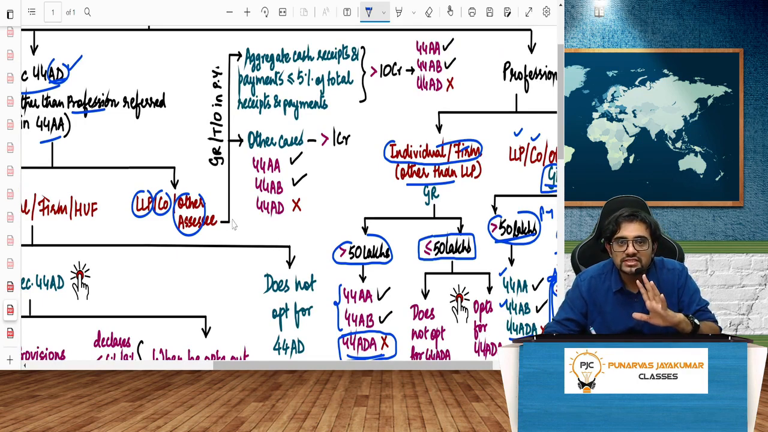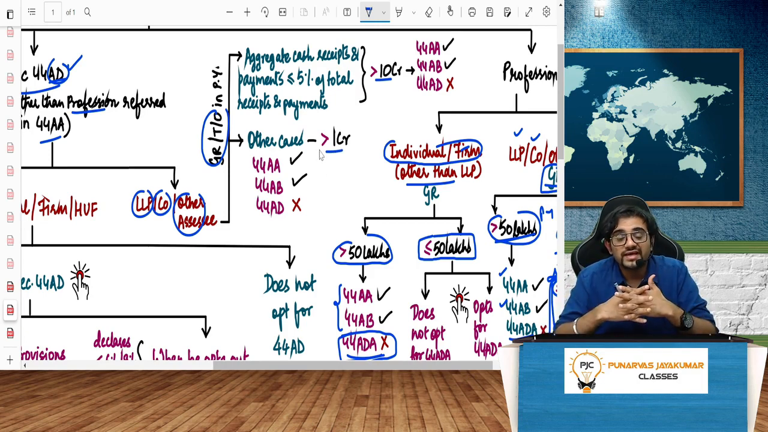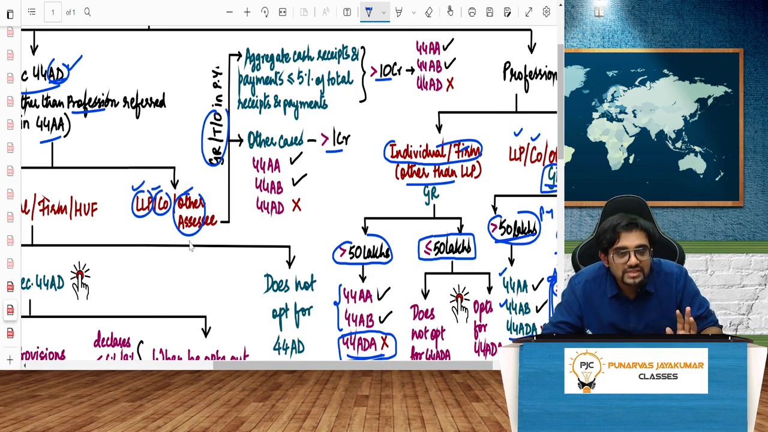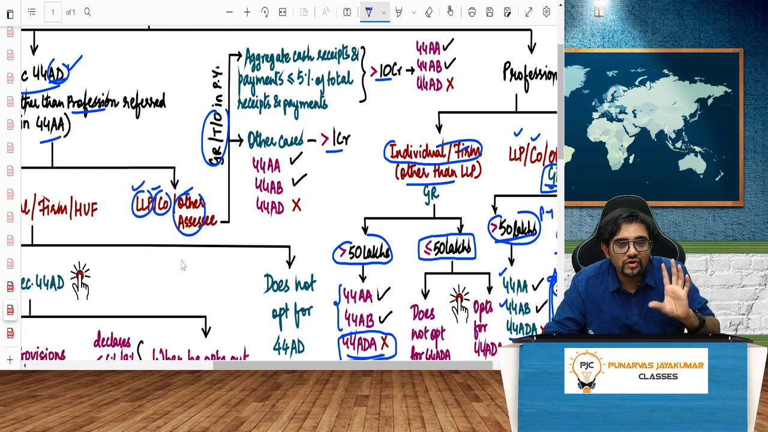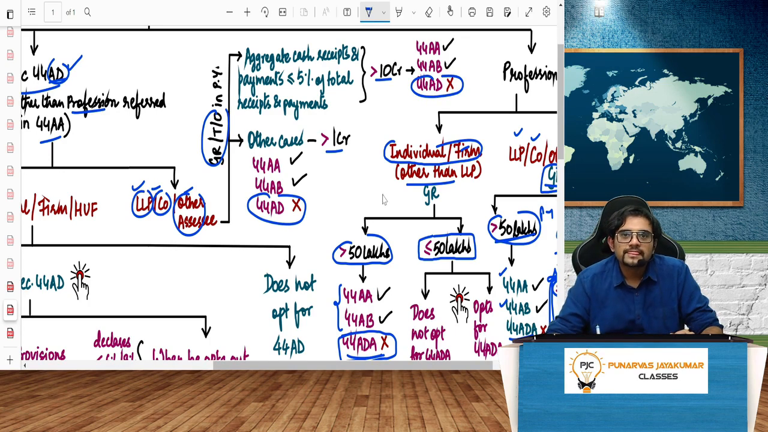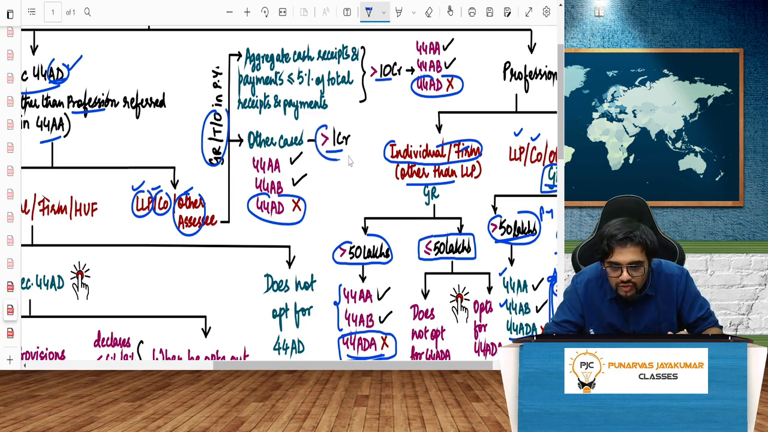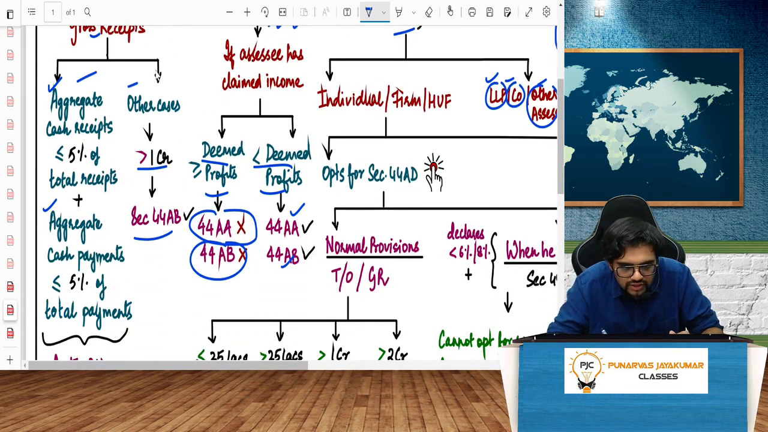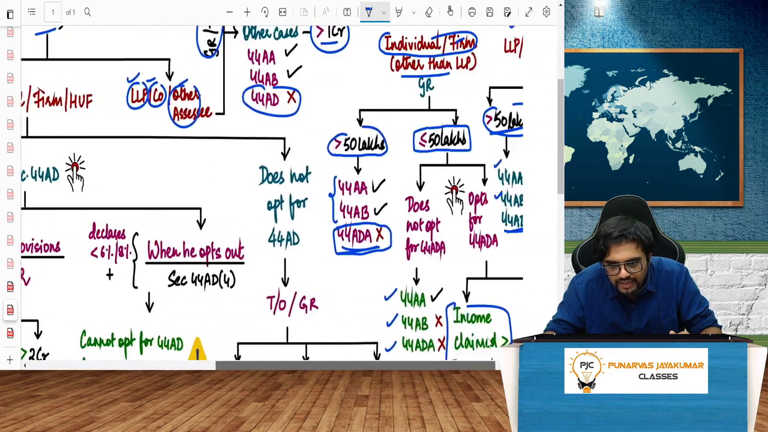For LLP, company, other SSC, if the gross receipts or turnover... Sir, why are you bringing 10 crore, 1 crore? Bro, we are merging tax audit and 44AD. For LLP, company, other SSC, whatever the case may be, will 44AD come or not? It will not come. Sir, but what about accounts and audit? It will come. How much, sir? 1 crore and 10 crore. Same conditions as before, no change. I have merged these two conditions here. It's a combined chart.